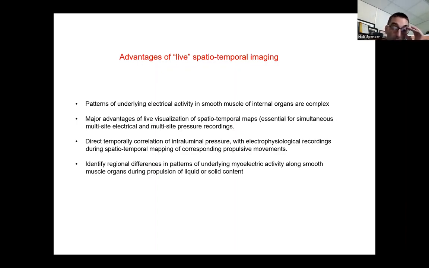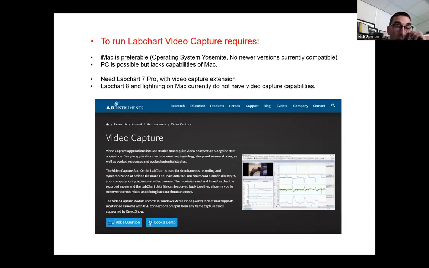And the direct temporal correlation of luminal pressure with electrophysiology during spatiotemporal mapping really allows us to understand how these corresponding propulsive movements link in time and what the underlying phenomena are that are responsible. It also gives us a chance to identify the regional differences in the patterns of activity along the smooth muscle, particularly during propulsion of liquid or solid content. As I mentioned before, I think I talked about this already.